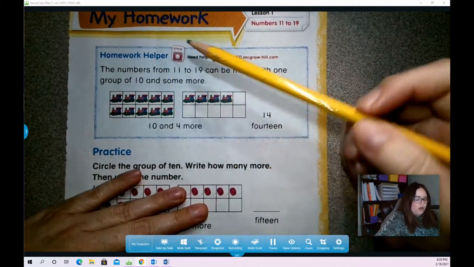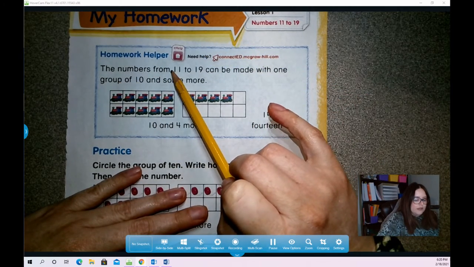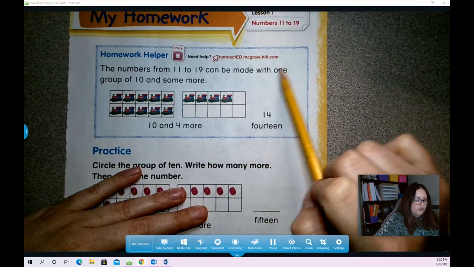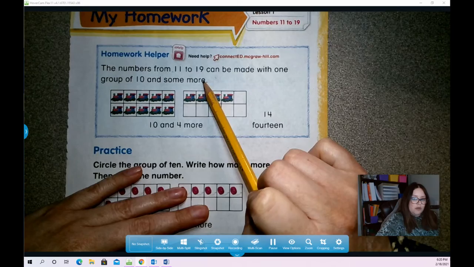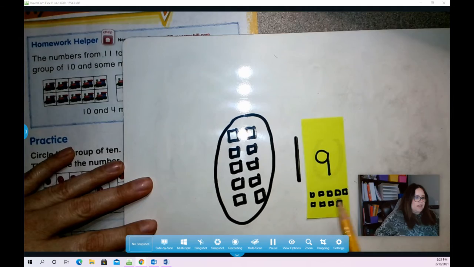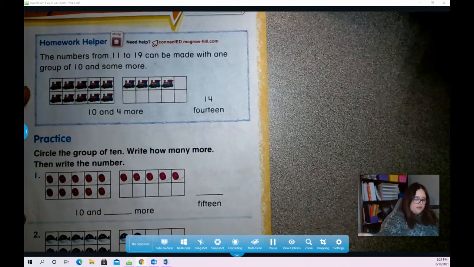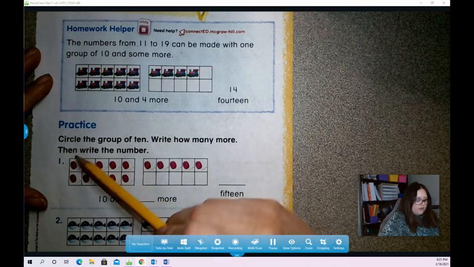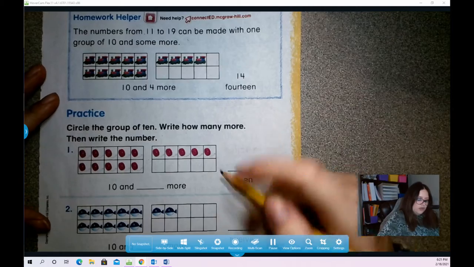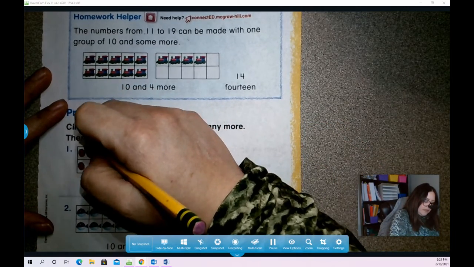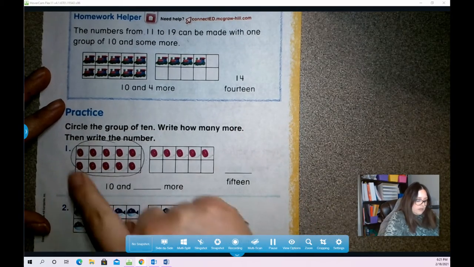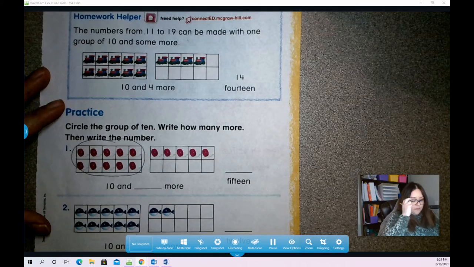Okay, so our homework page says the numbers from 11 to 19, like the ones we did right now, can be made with one group of 10 and some more, just like I showed you here. One group of 10 and some more. Okay, so let's see. Circle the group of 10, write how many more, then write the number. So just like I showed you right now, we have one full group of 10, right? We don't even need to count them because we know that this is a tens frame. 5 and 5 make 10.